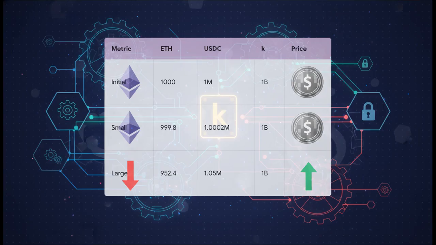But watch what happens with a massive trade of 50,000 USDC. The K constant steps in and forces a major adjustment. The USDC reserve jumps to 1,050,000, and the ETH reserve drops significantly. To keep K perfectly locked at 1 billion, the trader gets mathematically fewer ETH than they might expect. Basically, they suffer slippage. The takeaway? The larger the trade relative to the size of the pool, the higher the price spikes.